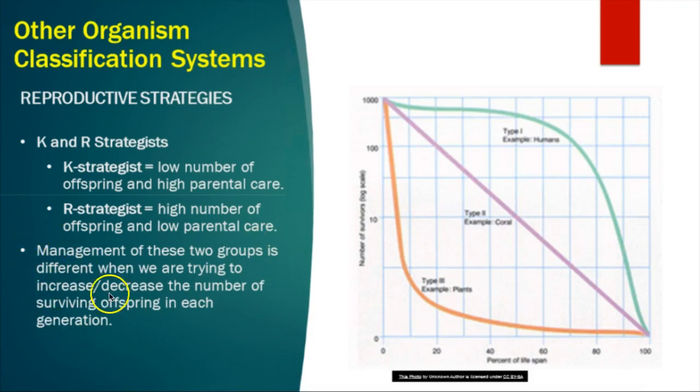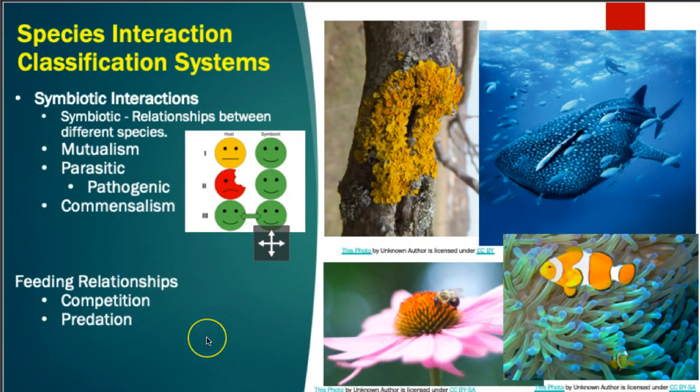Now, if we're trying to help organisms reproduce, managing these two groups, as you might understand now, is very different because their parental care and the number of offspring they have are all quite different. So management of these two groups has to be different as well. Some other classification systems we often have, which you've known since grade 10, are species interaction classification systems. There are two main ones that we look at: symbiotic interactions and feeding relationships.